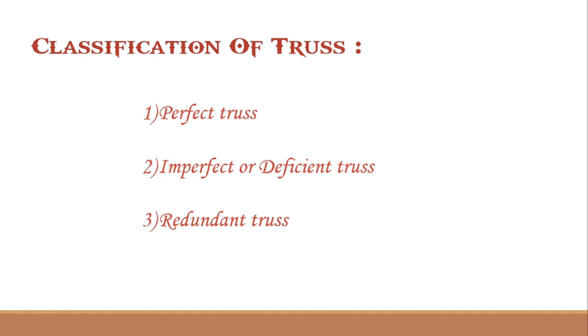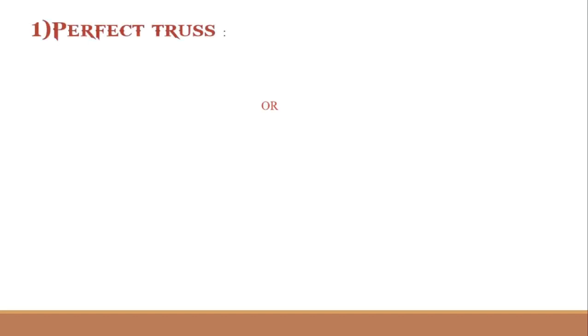So these perfect truss, imperfect truss, and redundant truss are classified on the basis of equilibrium equations, which I'll tell you later. We will see now one by one what is a perfect truss, what is an imperfect truss, and what is a redundant truss. Now, perfect truss. So what is this perfect truss?